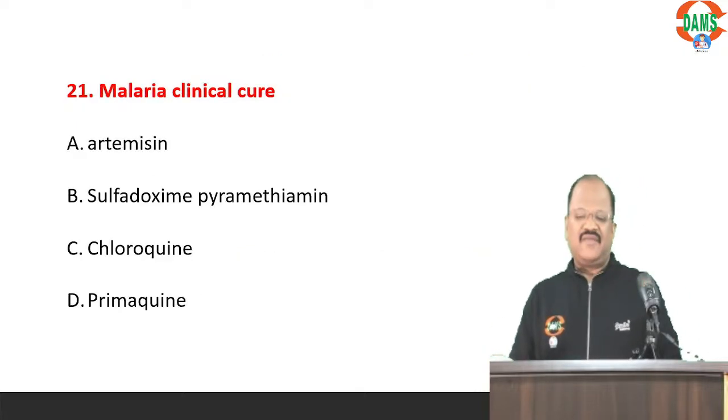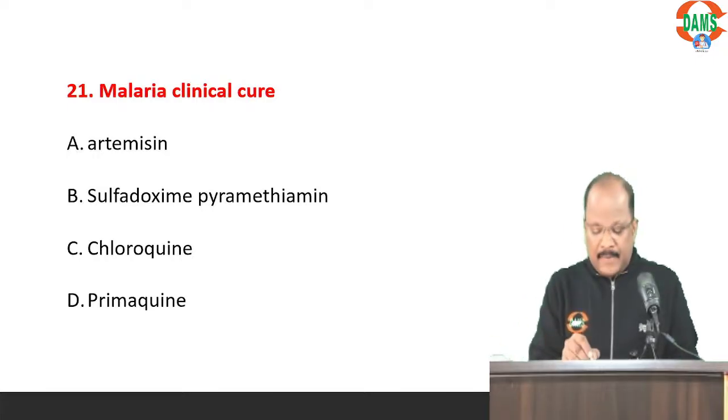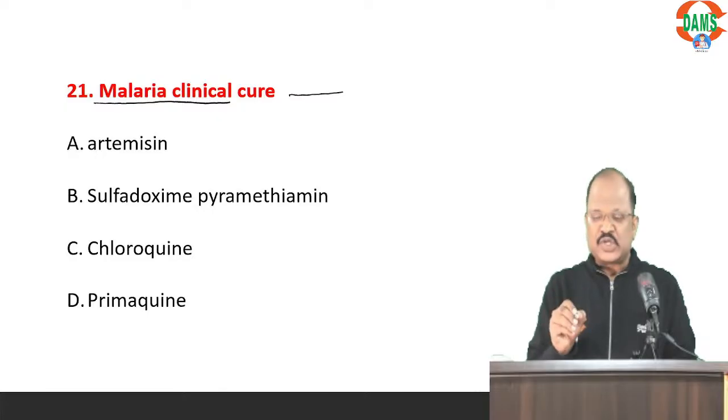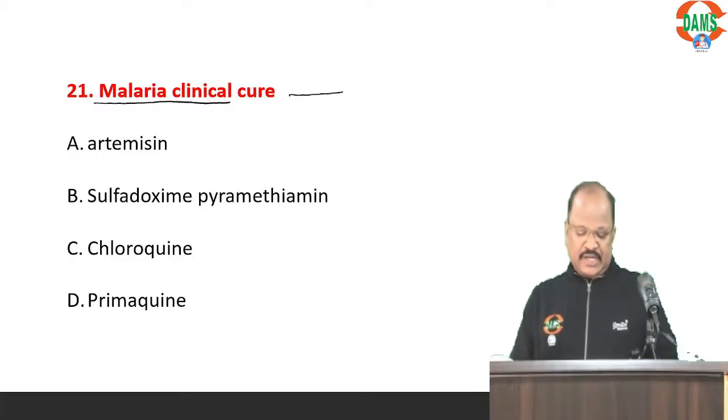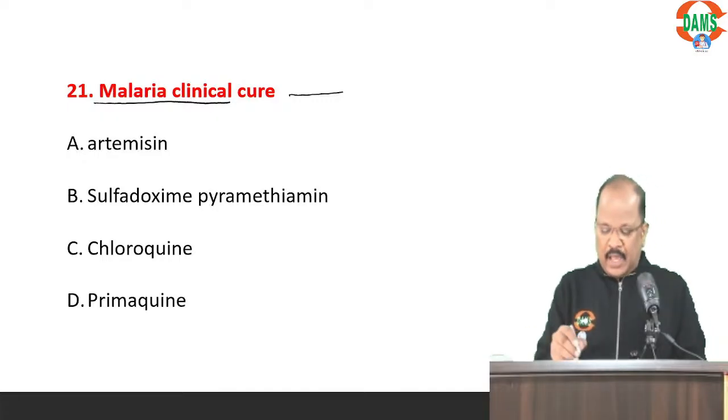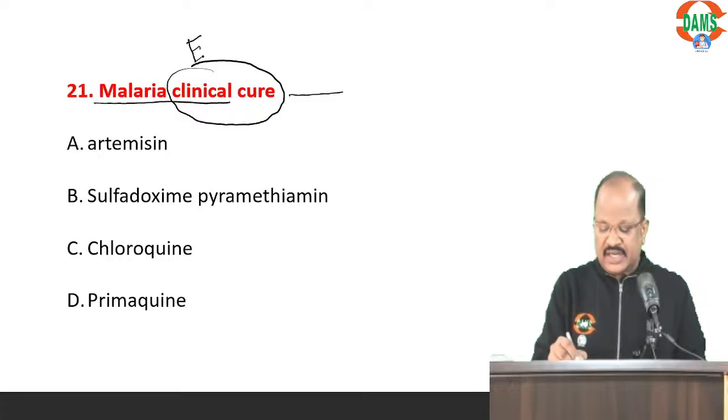Next, a very simple question. Malarial clinical cure. I think it's a multiple response question. The options are artemisinin, sulfadoxine, chloroquine, primaquine. Very simple. Look here. Clinical cure means a drug acting on the erythrocytic stage, going to control the symptoms like fever, chills.